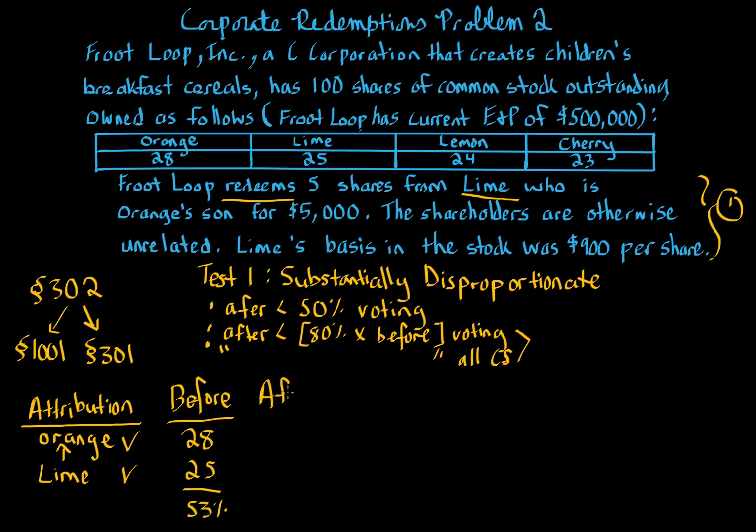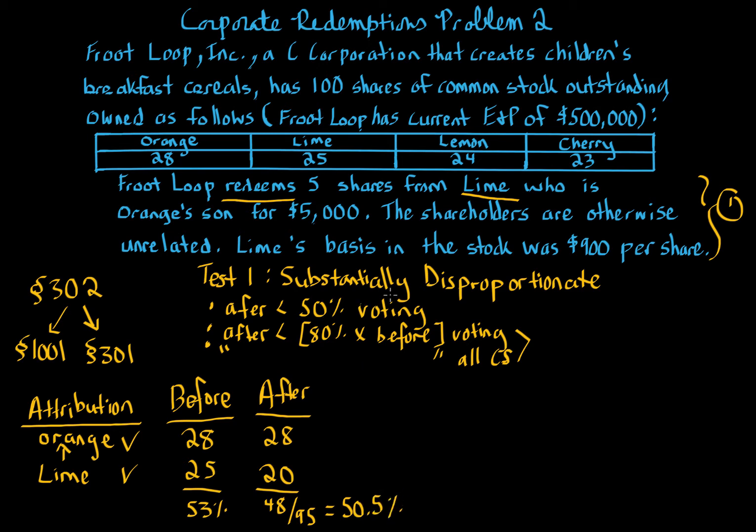After. The after percentage, Orange still has 28 shares, that did not change. And again, because of indirect ownership, Lime owns those shares. Lime has 25 shares before, 5 shares redeemed, so that's 20. So that's going to be 48 over, how many shares are there? 100 minus 5, 95. 48 divided by 95, 50.5%, rounded to one decimal place.